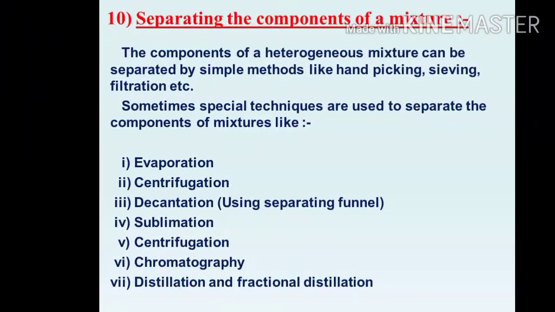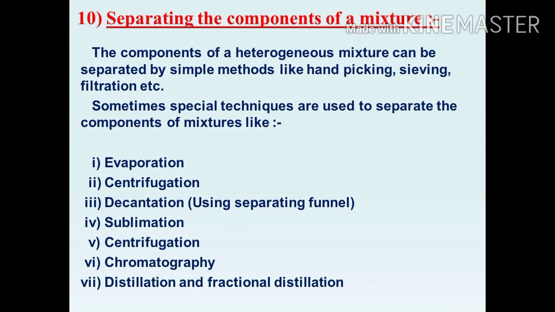Today, we have to discuss separating the components of a mixture. How can we separate the components from a mixture? Mixtures are of two types. What are the two types of mixture? Homogeneous mixture and heterogeneous mixture. Here, the components of heterogeneous mixtures can be separated by simple methods like hand picking, sieving, filtration. All these you have studied in your lower classes.